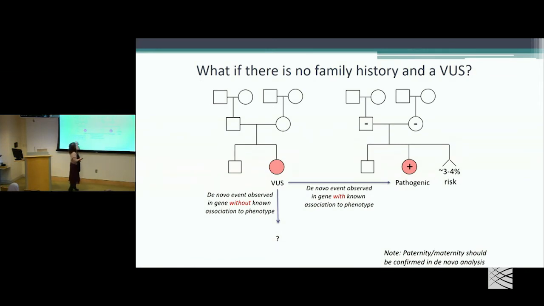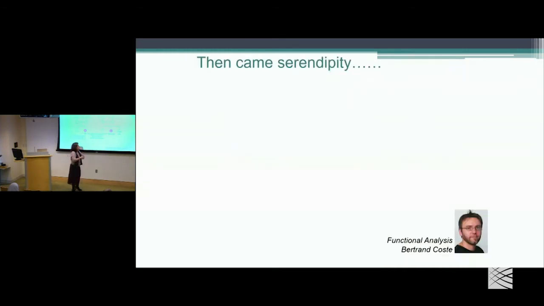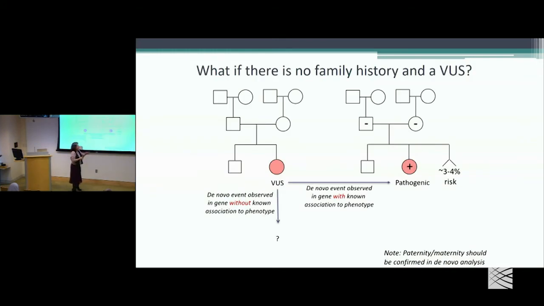Back to this story: when we see a de novo occurrence, if the gene is already implicated in disease and you understand the mechanism, then there must be an autosomal dominant process going on here, and it's easier to call a variant pathogenic. But if the gene has not been implicated in disease and you just see a de novo occurrence, that is insufficient evidence to implicate that gene.